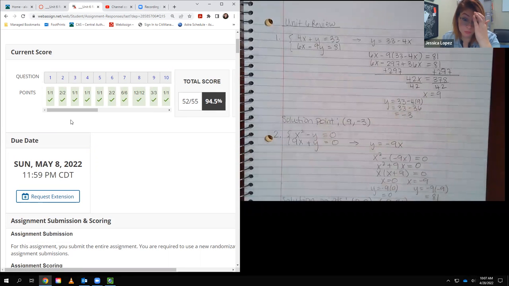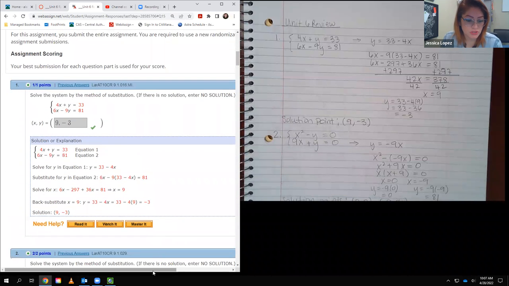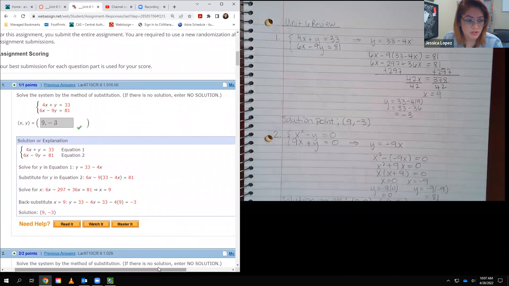There, I just didn't want to click new randomization and it changed the problem for me since I had already completed the example, okay? So I'm going to just go through it as is and talk about the questions and then my solutions. So for this problem, I guess because I already completed it, it does have the solution here, but it is asking me to solve by the method of substitution, okay?